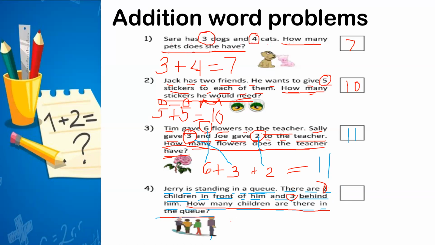Oh, we have 2. I'm sorry, guys. I keep losing my cursor. Okay, plus 3. Okay, that's it. 2 plus 3? Yes? Are you sure? The question is, how many children are there in the queue?